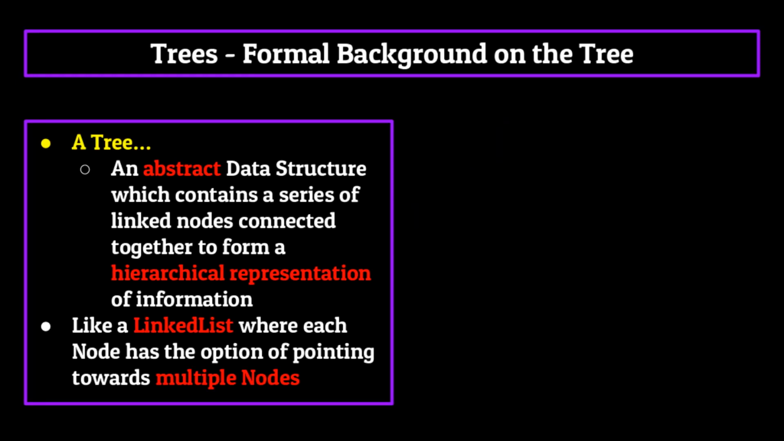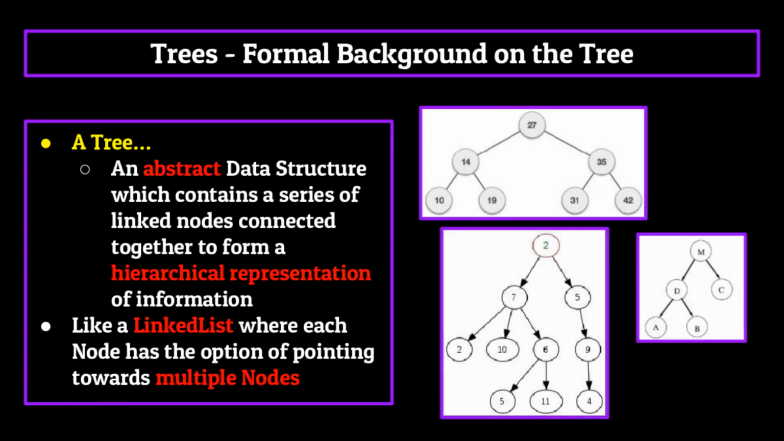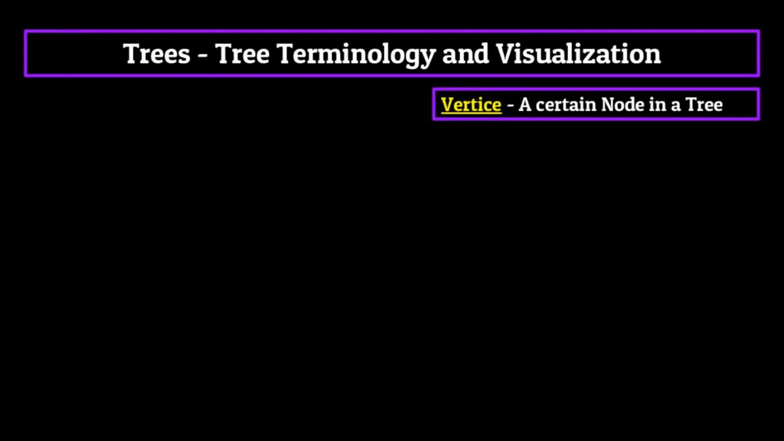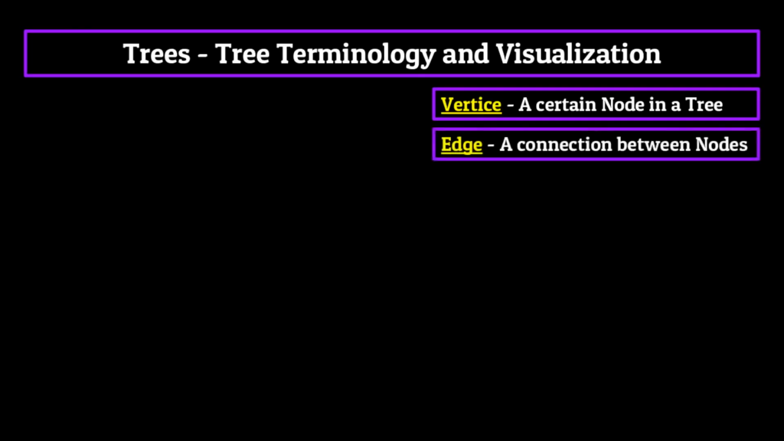Now, the free-flowing structure of a tree lends itself to a lot of different configurations, and with that comes a plethora of terminology about certain nodes, vertices, and just the structure of a tree in general. So what we're now going to do is go over a lot of the terms associated with specific nodes based on where they are in the tree and how they're connected to other nodes, while also visualizing the general structure of a tree at the same time. Okay, let's start. Let's begin with the things we've already talked about. A vertice is a certain node in a tree, and an edge is a connection between nodes.